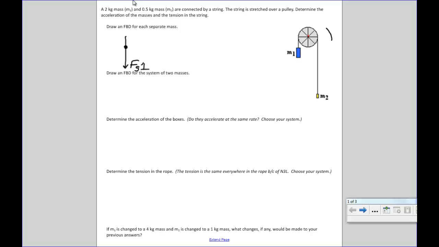We think it's going to accelerate this way? Yeah, I buy that. That's what's going to happen. So the force of gravity has to be bigger than the force of tension. So force of tension up. So that's for the first mass.